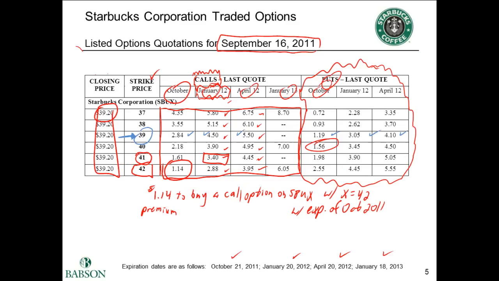How about, let's hold the expiration constant. Let's look at these calls that expire in April 2012. Look what happens as we go down this column. The higher the strike price, the lower the cost of each of the call options. On the puts, on the other hand, the higher the strike price, the greater the value of the put option.